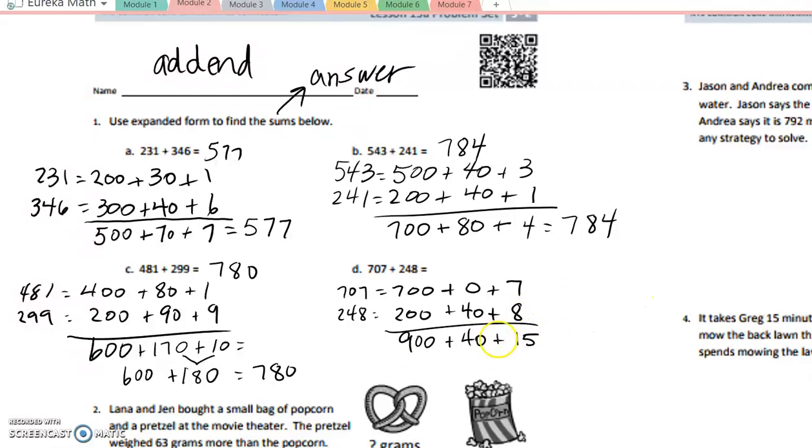So again, I've got an interesting thing here. I've got 2 digits in my ones place. So I'm going to add those together. That's 55. And I'm going to add the 900 to that, which is 955.